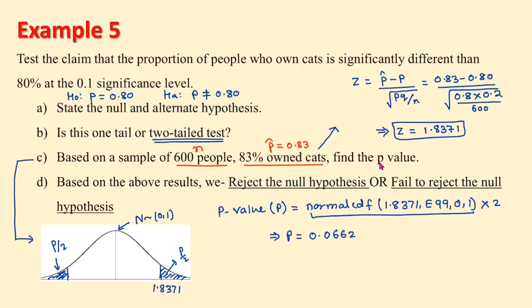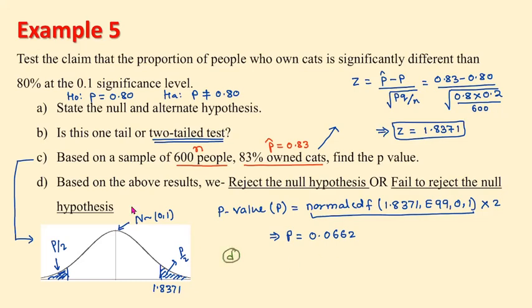0.0662. Okay, so that is the p-value. So that is the result for part C. In part C, we are asked to find the p-value. We got the p-value there. Now, the next part, part D.